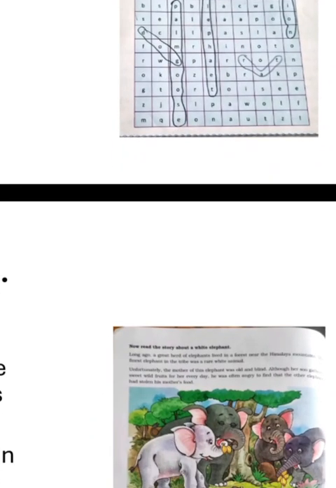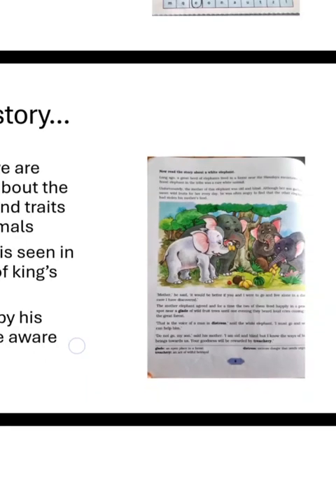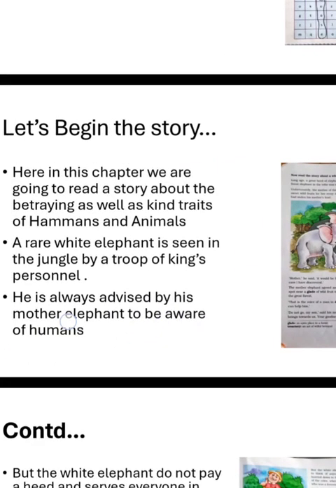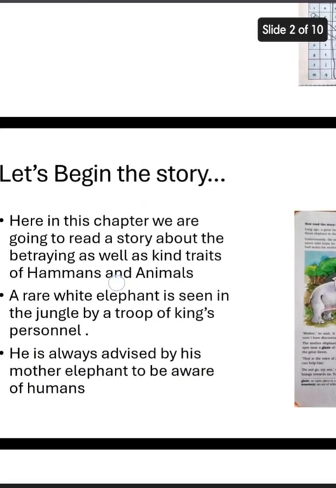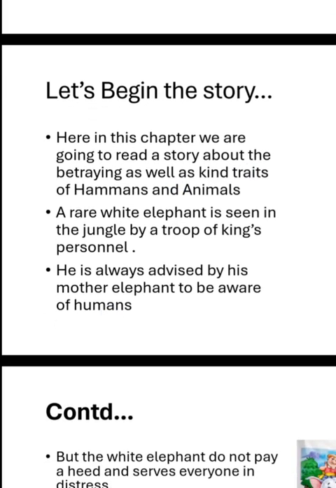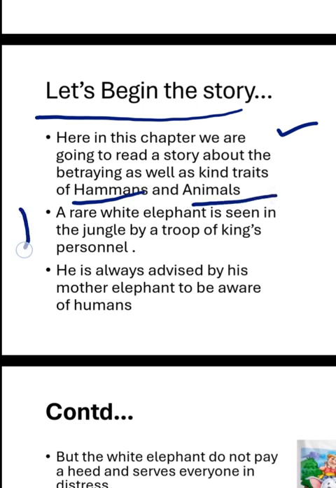Now, coming to the chapter, what I have done, I have simply summarized the chapter in short. So let's begin the story. Here in this chapter, we are going to read a story about the betraying as well as kind traits of humans and animals. A rare white elephant is seen in the jungle by a troop of king's personnel. And how is he seen? Because he was in distress and he was yelling, and this kind elephant came forward to help.